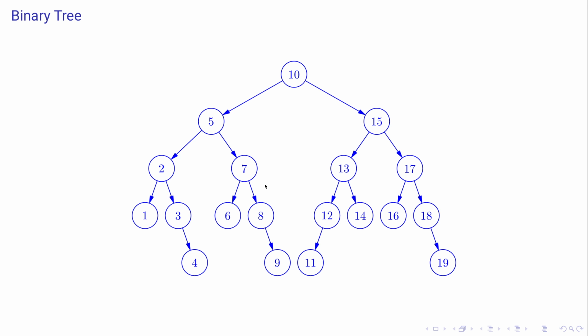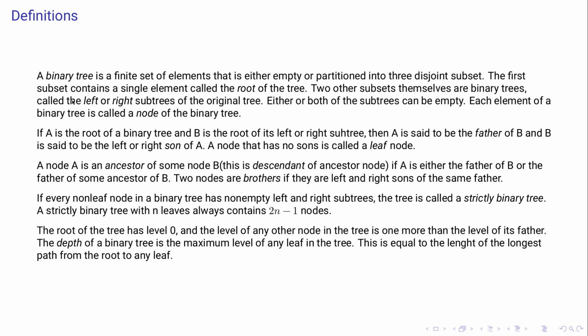So let's go through a bit of jargon. A binary tree is a finite set of elements that is either empty or partitioned into 3 disjoint subsets. The first subset contains a single element called the root of the tree. The other 2 subsets are themselves binary trees, called the left and right subtrees of the original tree. Either or both of the subtrees can be empty. Each element of a binary tree is called a node of the binary tree.